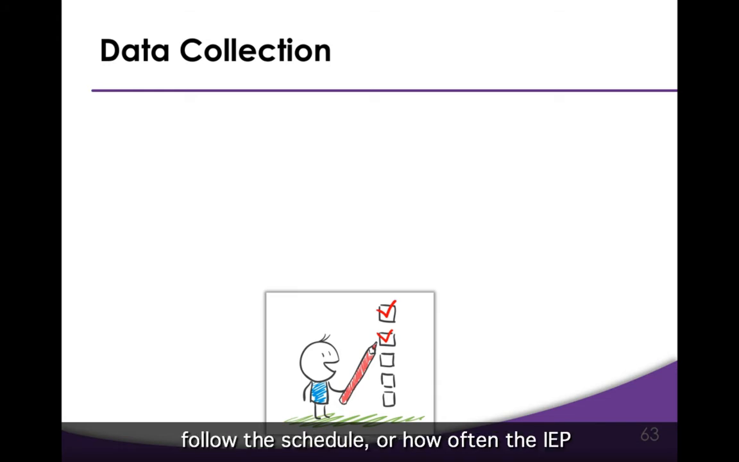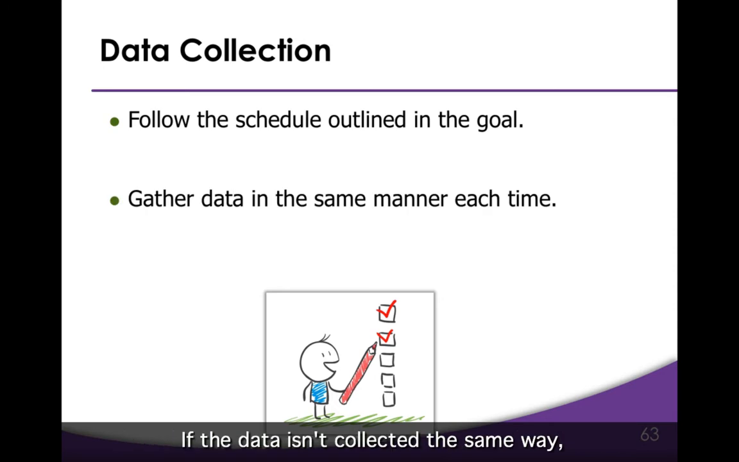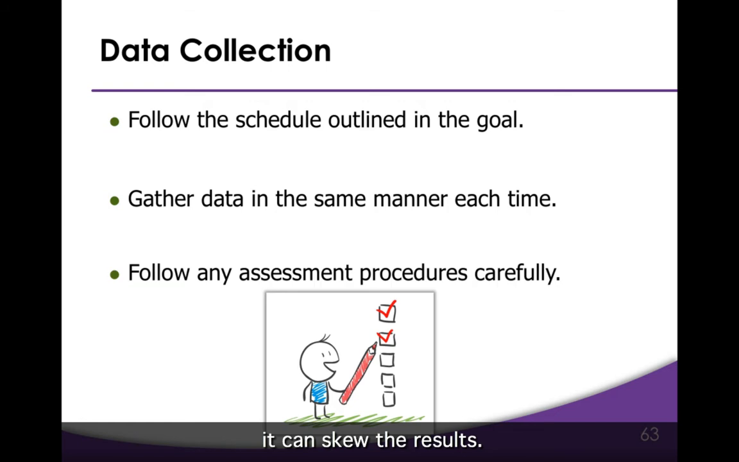It's important to follow the schedule or how often the IEP states data will be collected. In addition, the data needs to be collected in the same manner each time. For example, if using a set of flashcards to monitor Simone's progress on her goal for reading multisyllabic words, then the same set of cards should be used each time. If the data isn't collected the same way, it can skew the results.